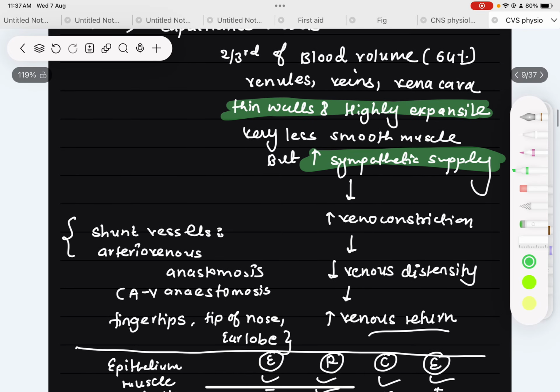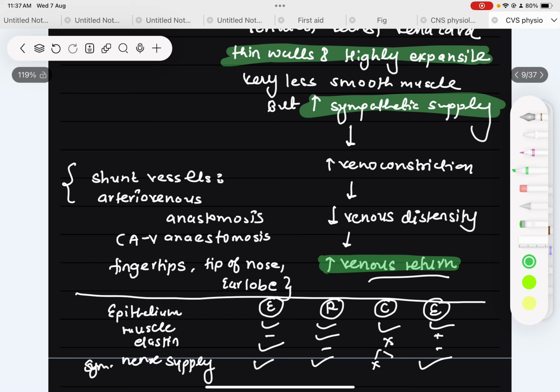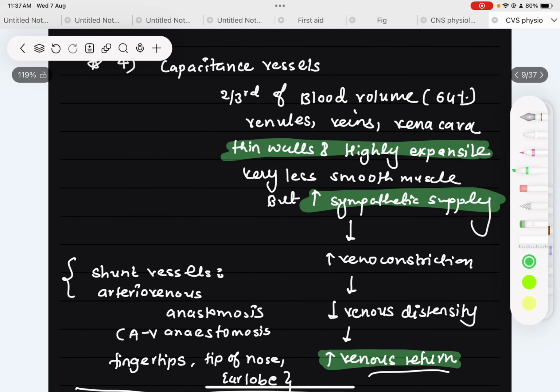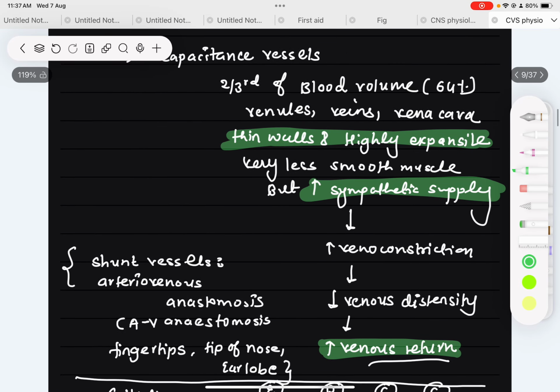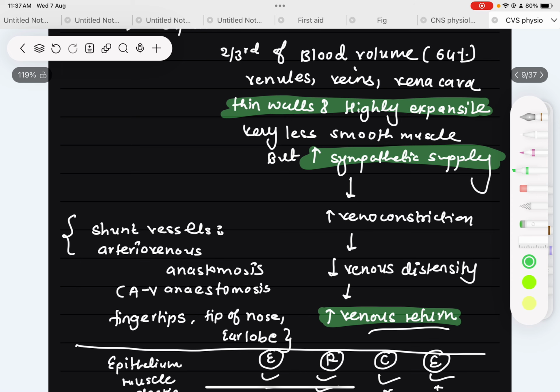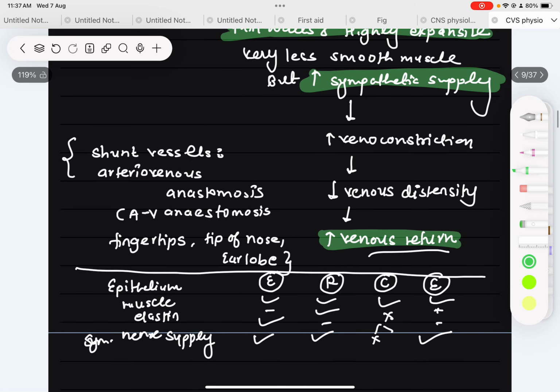Now if there is an increase in sympathetic supply, what will happen? Venoconstriction is going to increase, venous distensibility decreases, and venous return increases. If venous return increases, then cardiac output increases, and increased cardiac output will lead to an increase in systolic blood pressure. So these capacitance vessels are going to mainly determine our systolic blood pressure by regulating the venous return.